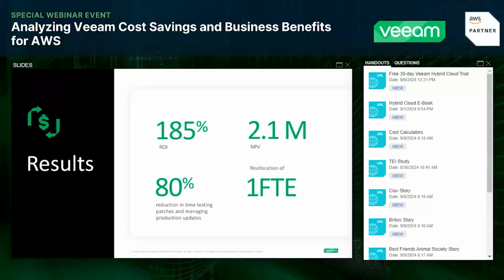So what were the results? I mean, these are some big results right here. So let's really dive in and take a look at that. The first one, as you can see, is 185% ROI. Right there, that's the first need solved, saving money on backup. And they were able to reduce their backup costs both immediately and over time.